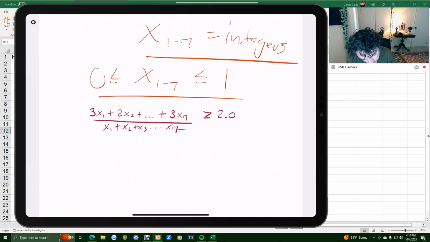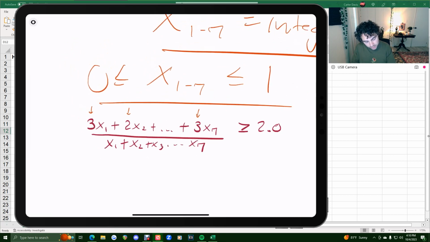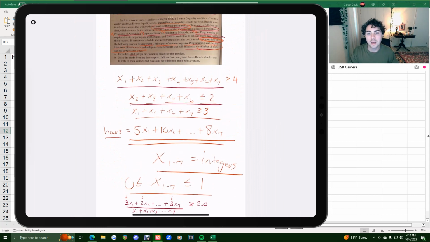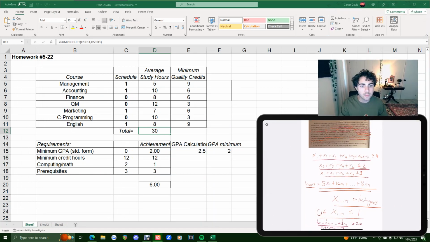So here's what I mean. These are all the minimum grades, so 3, 2, all the way to 3, and then times X7. And that's the total number. And then you divide that by the number of classes you took, which is just the sum of X1 through X7. And that GPA average has to be greater than or equal to 2.0. All right, so that was a good explanation of the constraints. Let's see if we can talk about this a little bit in Excel.